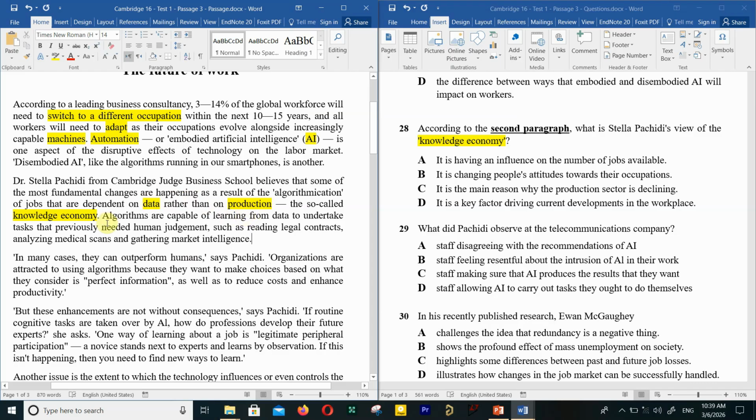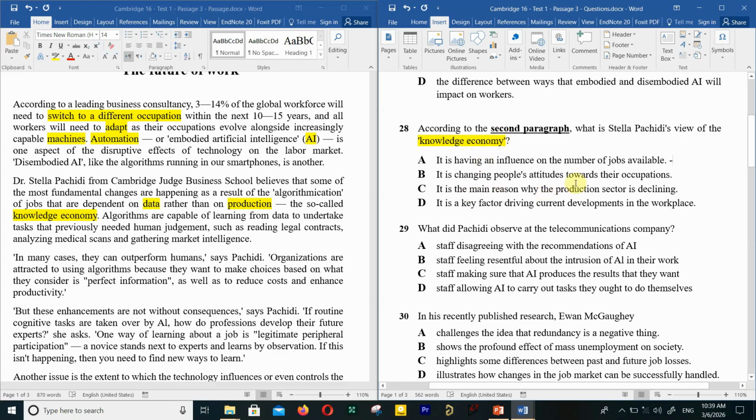So, here it is. This is a good explanation for this phrase. Let me go through the options and then decide. It is having an influence on the number of jobs available. There is nothing about the number of jobs, so not A. Elimination is really a key in here, not A.